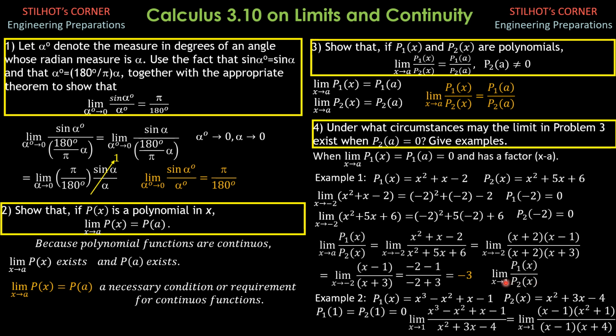Even if the function value of the denominator approaches 0, the limit still exists. And in this example here, it is equal to 2/5. So these are just two examples. We can have more, but I think these two examples are enough for this problem.